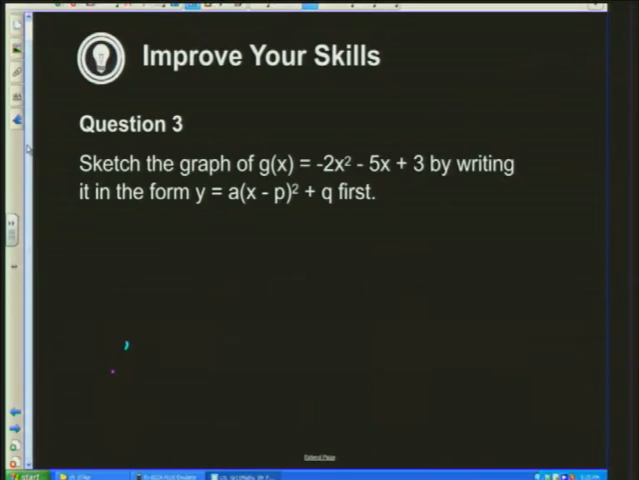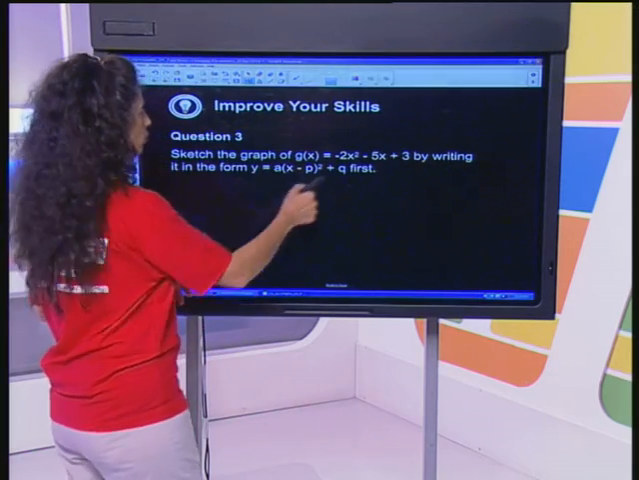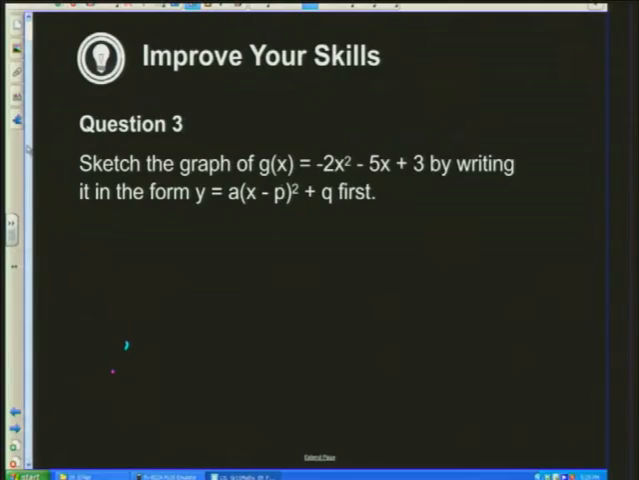Okay, so I can actually show you example question 3: sketch the graph of g of x equals minus 2x squared minus 5x plus 3. That is not giving me my P and Q. If it's not in the P and Q format, then I'm not going to be able to sketch it. So here's my P and Q, and P and Q are always my turning point. So I would like to find out what that information is.